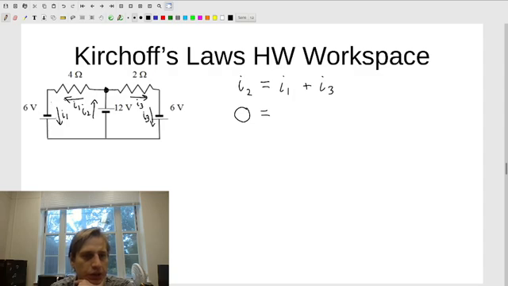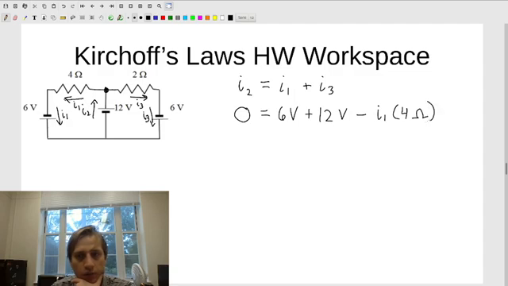So here we're going with the direction of the current through a, so our loop is going to go like this. Okay, and we're going with the direction of the current through a battery, so that's going to be 6 volts. We're going with the direction of the current through another battery, so that would be plus 12 volts. Now we're going with the direction of the current through a resistor, so that's going to be minus, we're expecting to have a voltage drop there, so it would be minus I1 times 4 ohms.